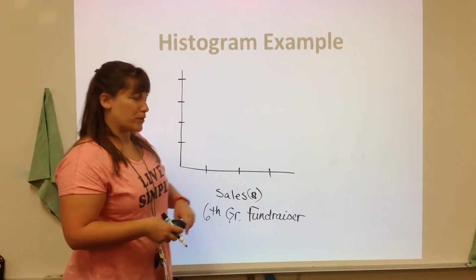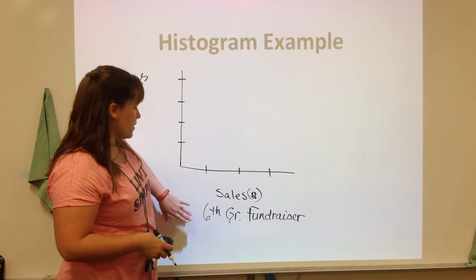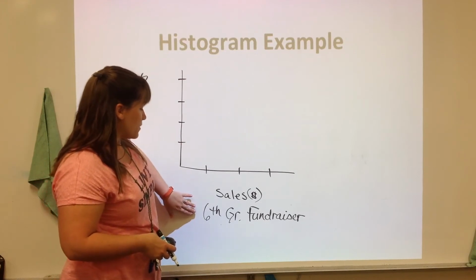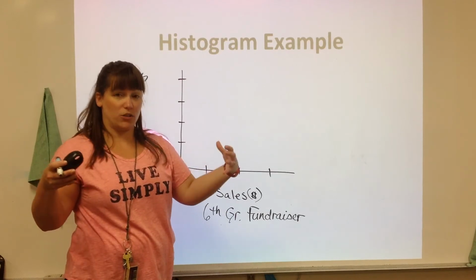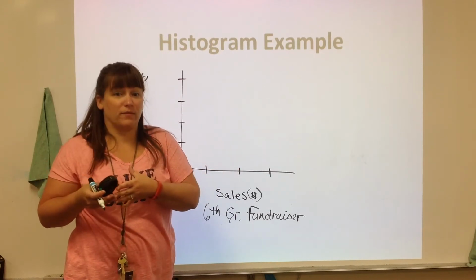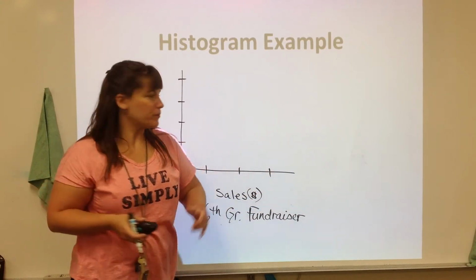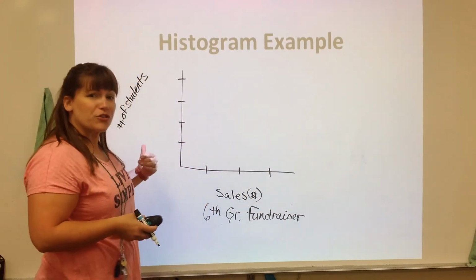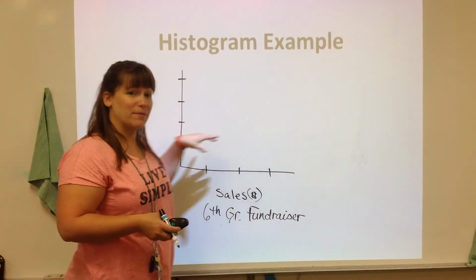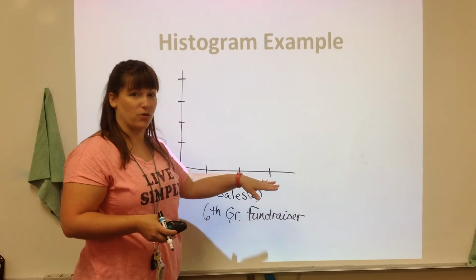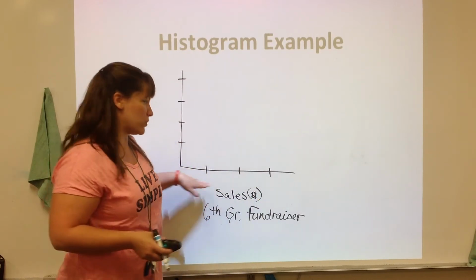You guys are doing donations. So if you haven't donated, go ahead and send that in. The 6th grade fundraiser sales will range. You could sell nothing. You could sell hundreds of dollars of candy bars. And so we're going to track the students and the number of students and see how many people fell in different categories. So we have to establish the range. We have to establish the intervals down here.